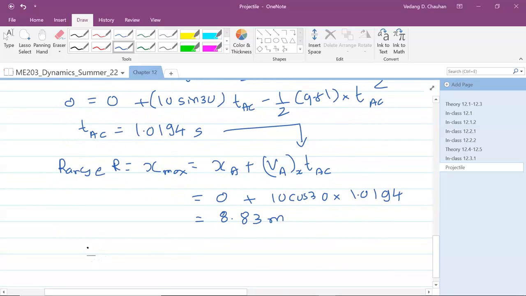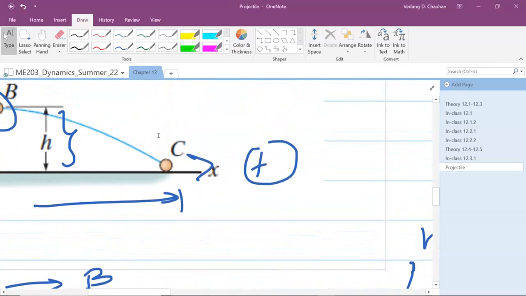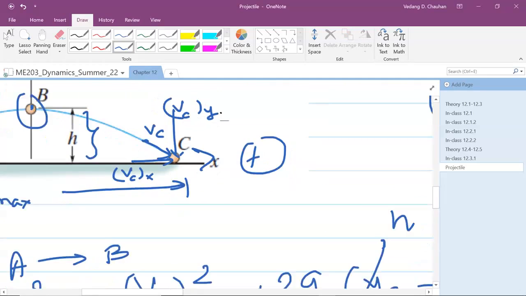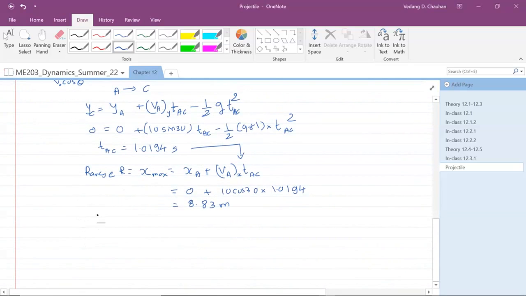Now the final parameter that we need to calculate is the velocity with which the ball hits the ground. Okay, so we need to calculate VC, and for VC we need to divide this into VCX and VCY. So we need to calculate both the components, and then we can calculate the magnitude using the vector equation. Since the projectile motion does not change the horizontal component of the velocity, VCX is the same as VAX, which is, sorry, not 5 meters per second, but 10 cosine 30.